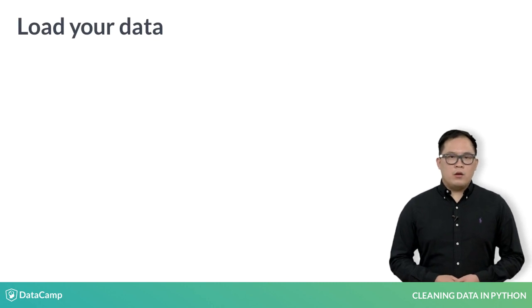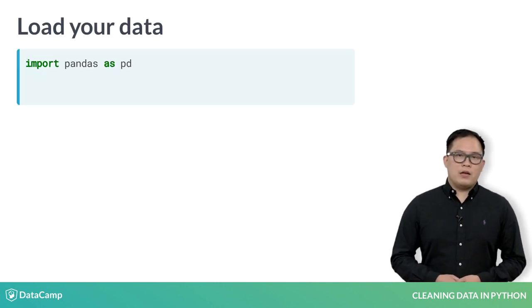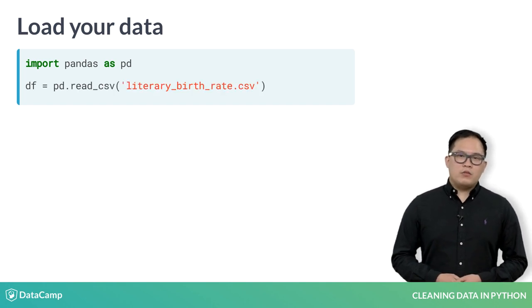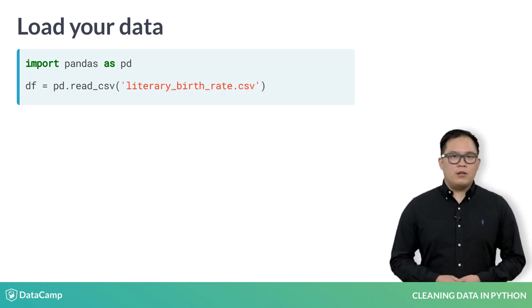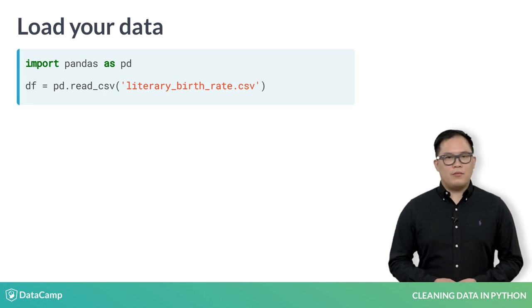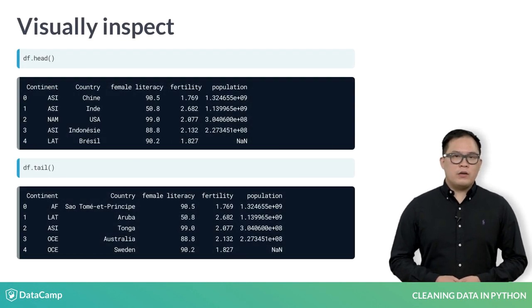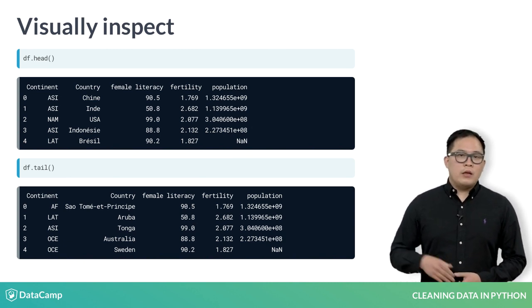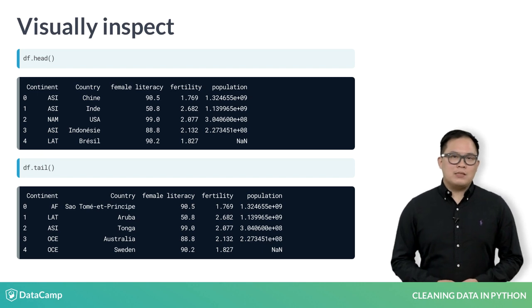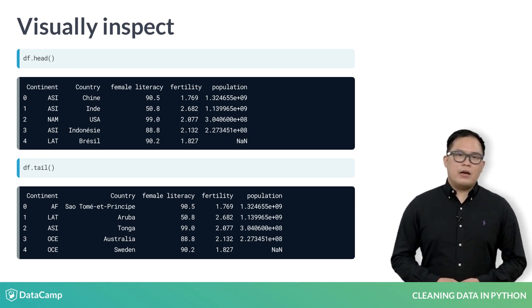To load the data, we begin by importing the pandas library with the standard alias pd. The read_csv function takes a file name and loads it into a data frame called df. We can visually inspect the first and last 5 rows of our data frame using the head and tail methods, respectively. Here, we see the column name inconsistencies, missing data, and columns that need to be further processed.